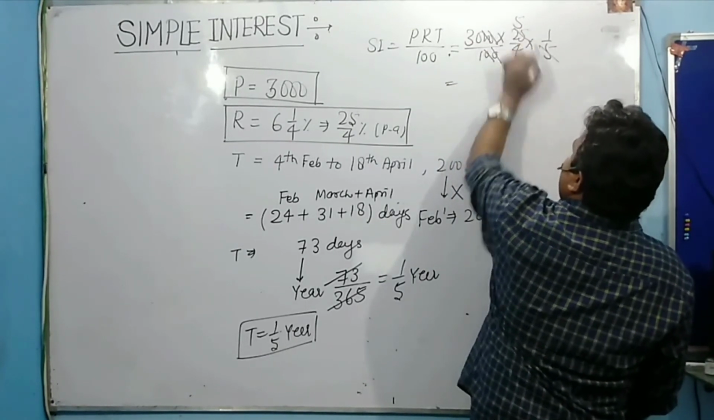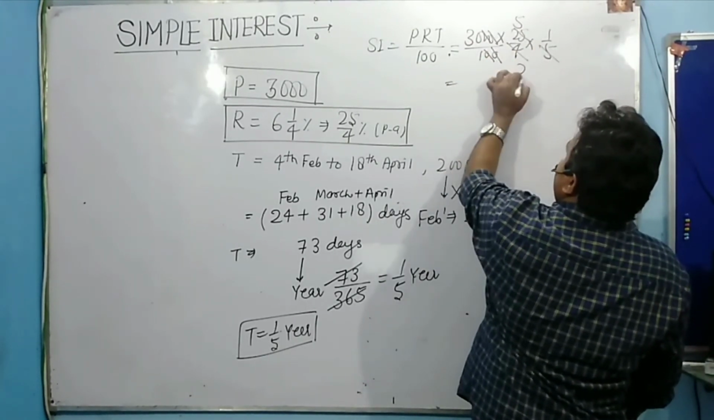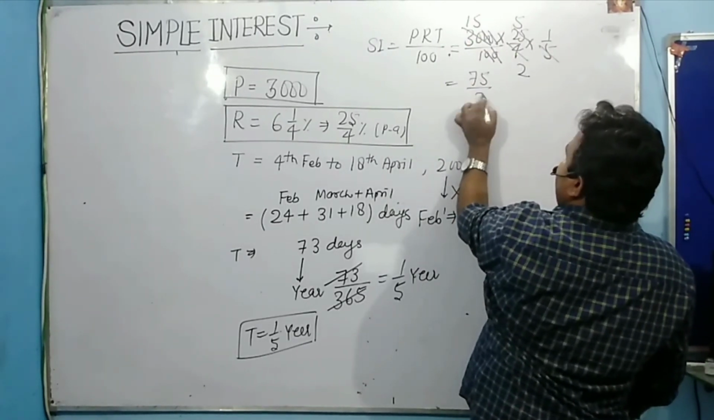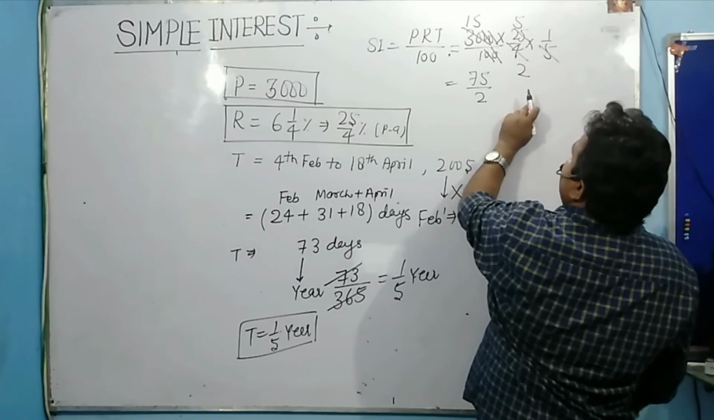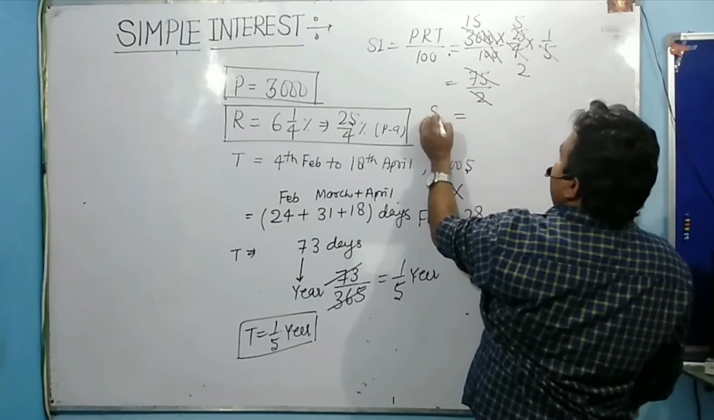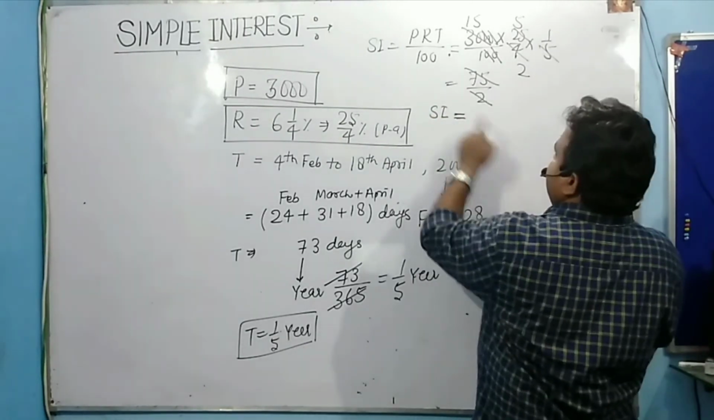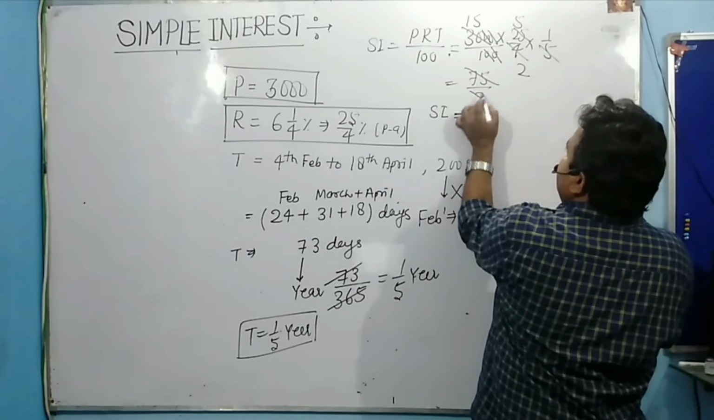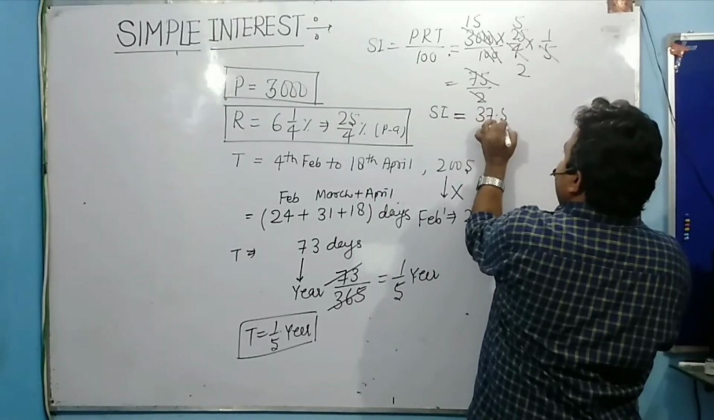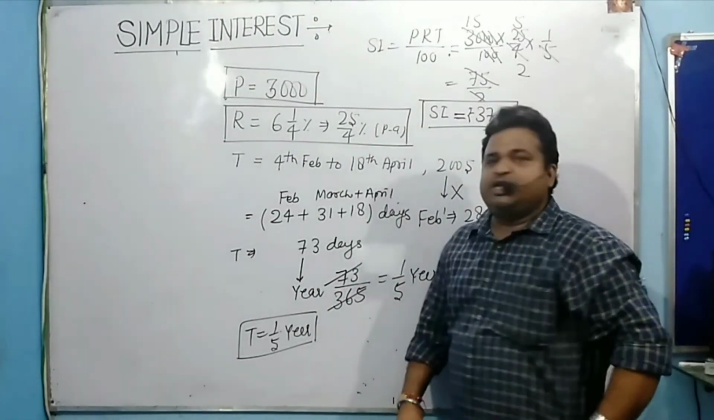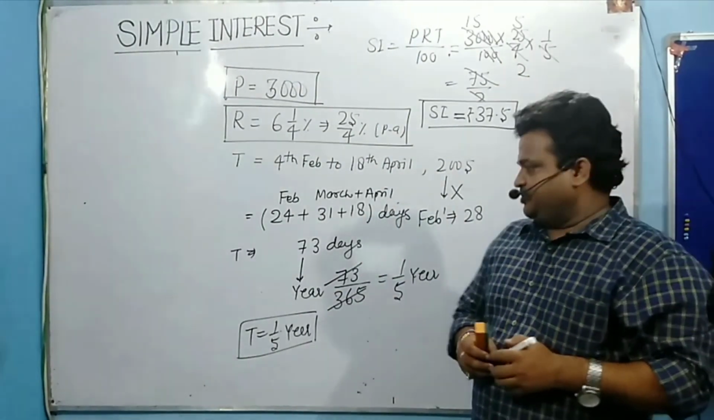5 5s are 25. 2 2s are 4. 15. 15 5s are 75. Divide by 2. So when you divide this value by 2, you will get how much? Simple interest is how much? 75 divided by 2, it means 37.5 rupees. So this 37.5 rupees is the simple interest.